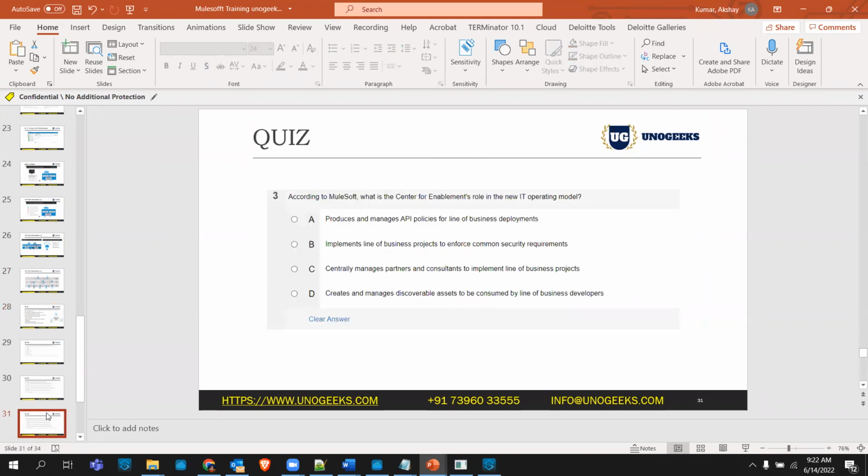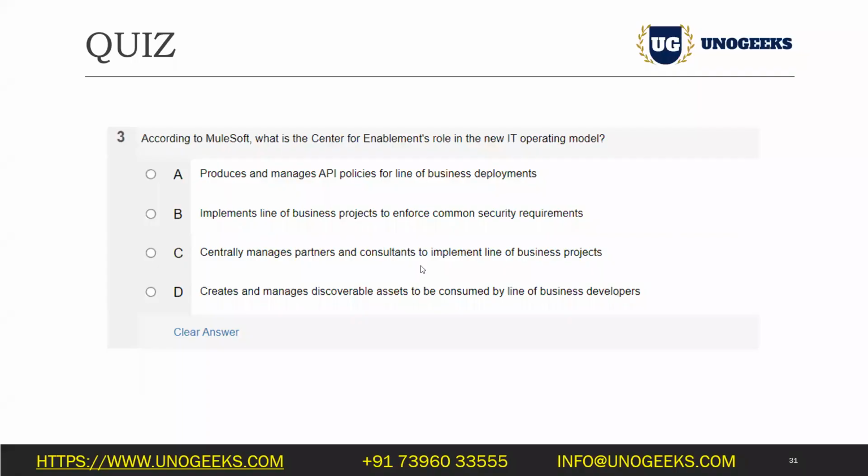Okay, so we'll go back to our question again and see if it's correct for us or not. So it's saying produces and manages API policies. So this is misleading. We are not creating policies, we are creating a full-fledged API. And it's not mentioning a reuse keyword here. So that's why this option is not correct.